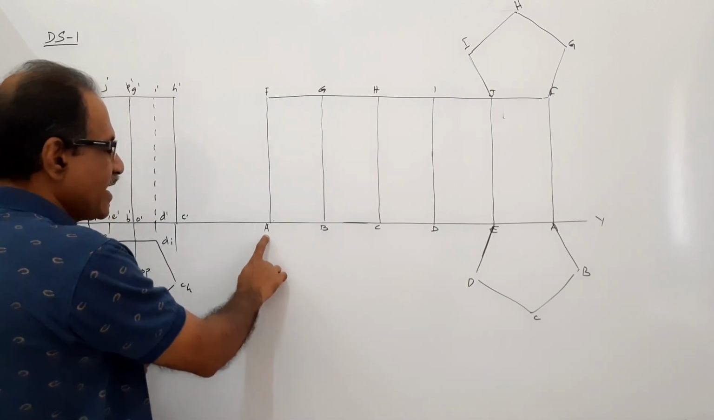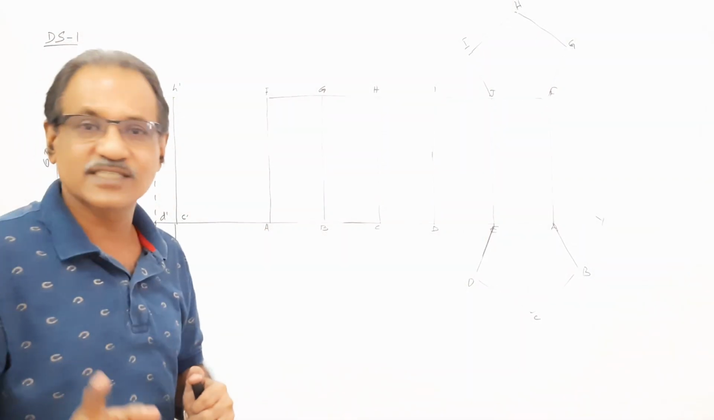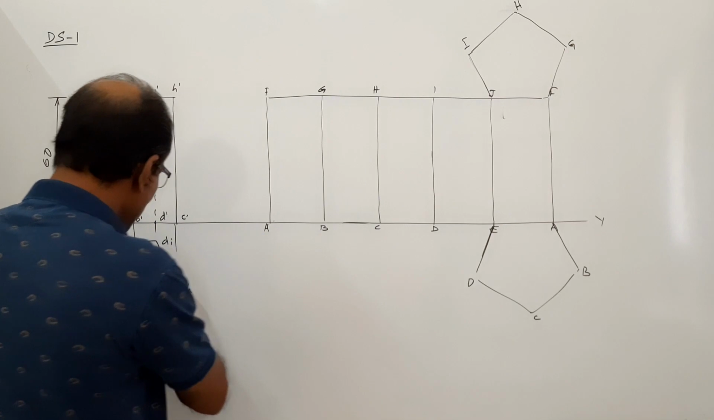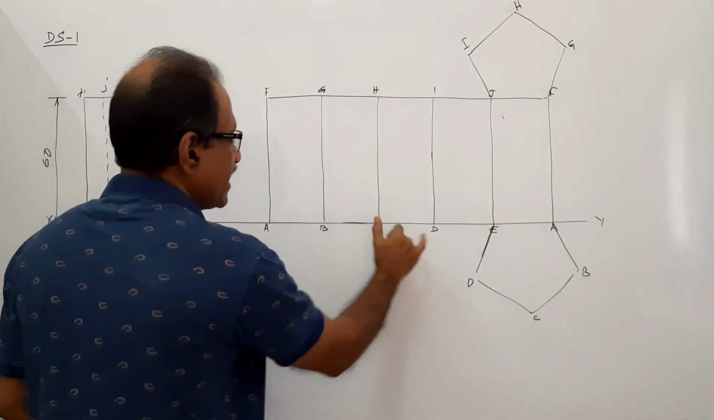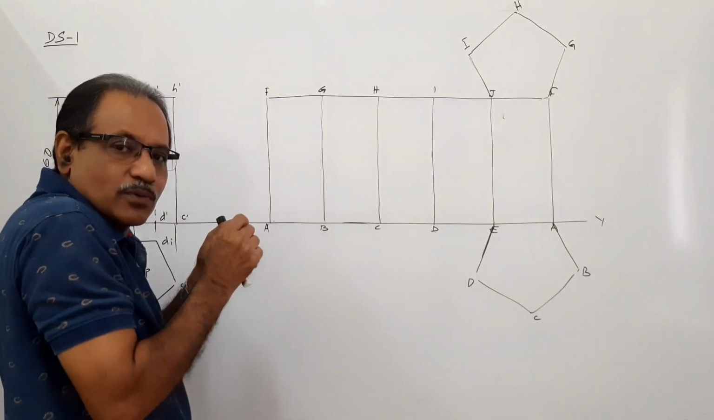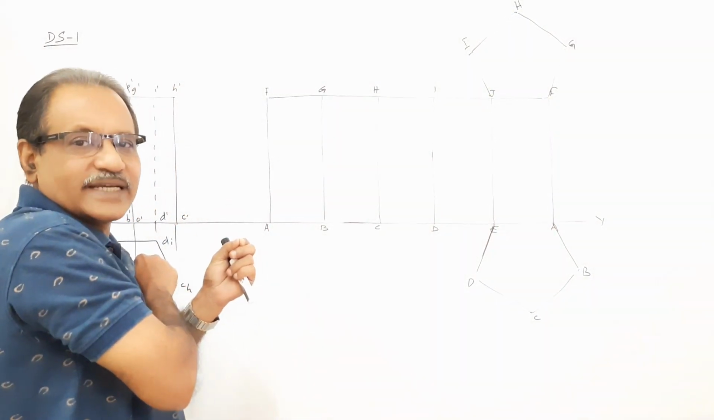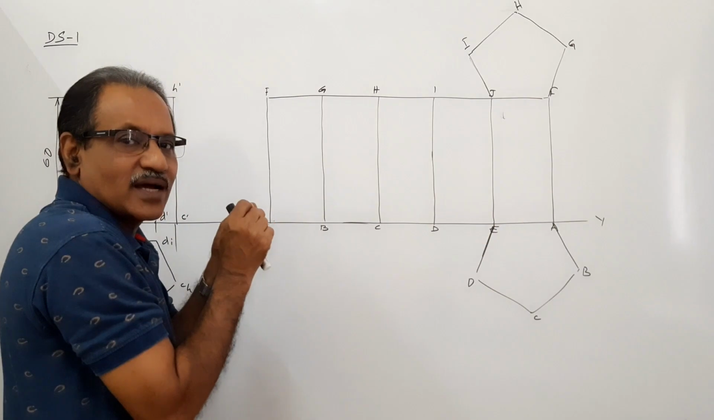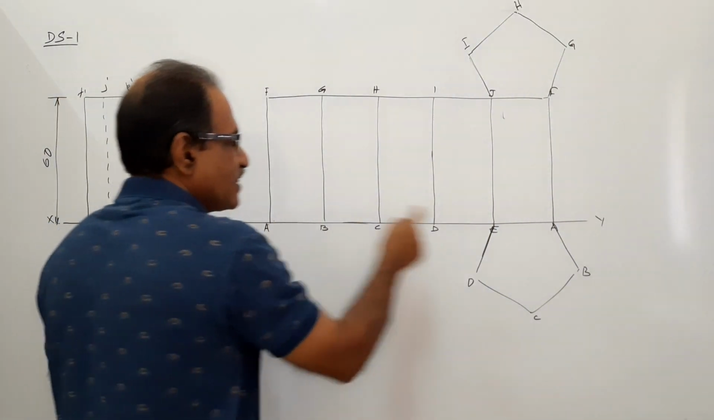I choose capital A here. In development we use capital letters. Capital A, then 25 mm away, capital B, C, D, E, and again A. A and A together, when you bring together, becomes the A on the object. So A and A together form the point on the object. So this is A, this also is A.